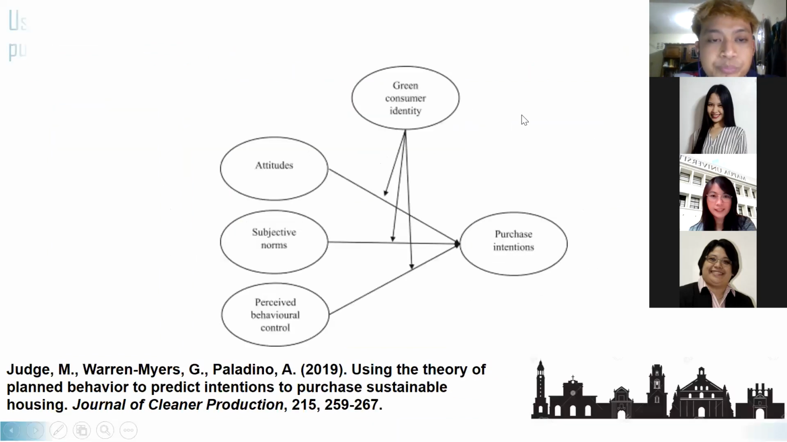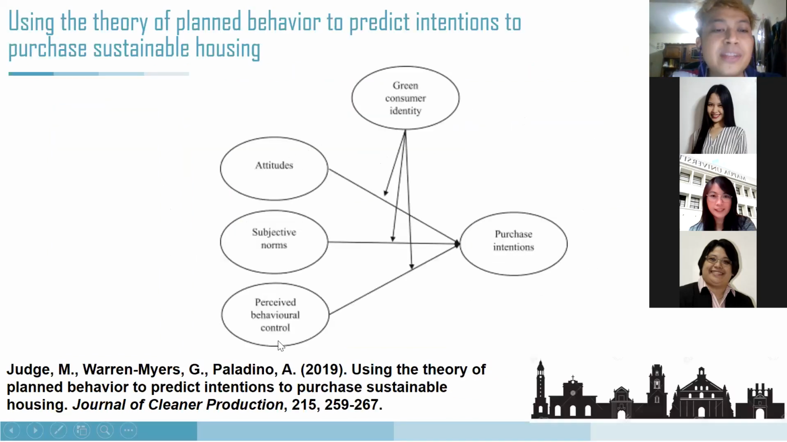For instance, oh, this is just very simple, right? Look at this one, Maela. The model is just like this one, green consumer identity. And then attitude, subjective norm, this one, to purchase intention. That's all. This is very simple, right? Look at this one, right? Yeah, simple. This is actually very simple.